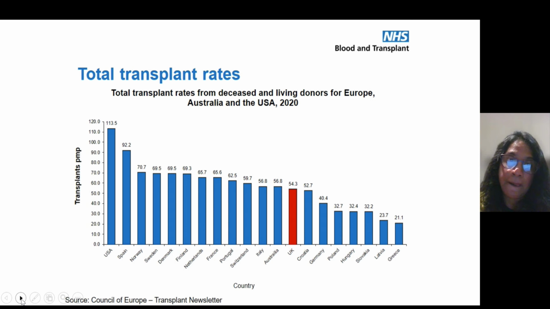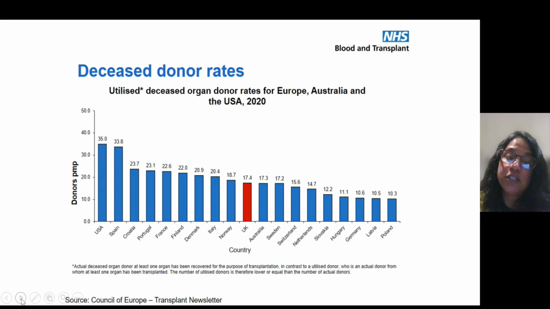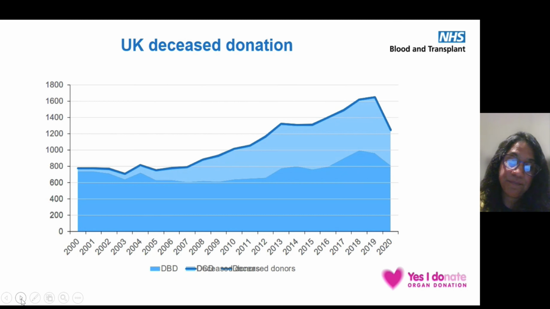A very useful metric is utilized deceased organ donor rates. An actual deceased organ donor is one where at least an organ has been recovered for the purposes of transplantation, in contrast to an utilized donor who is an actual donor from whom at least one organ has been transplanted. The number of utilized donors is therefore lower or equal than the number of actual donors. The number of utilized deceased organ donor rates for the United Kingdom in 2020 was 17.4 donors per million population.